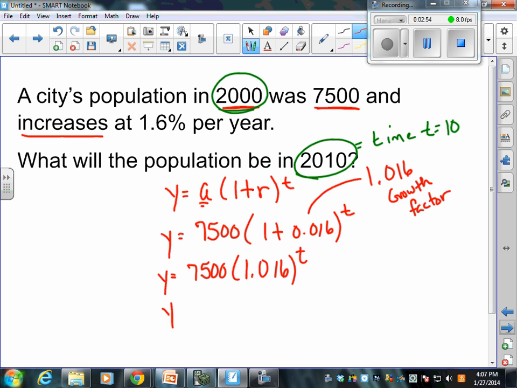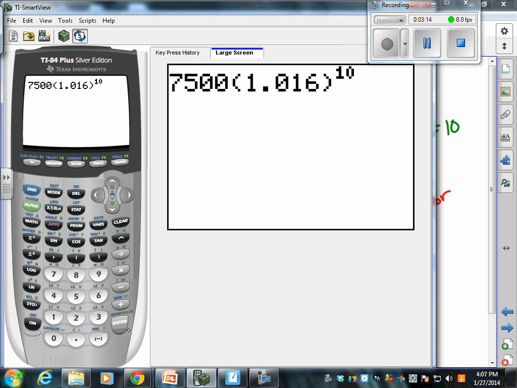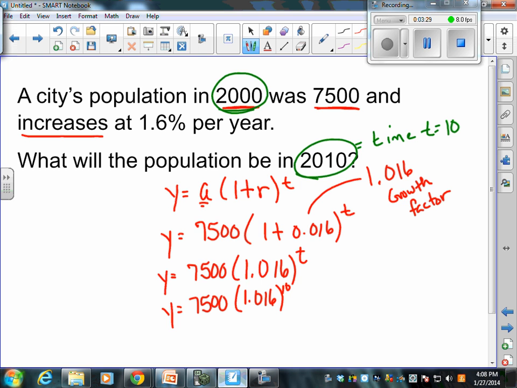So then I'm going to grab a calculator and put that in. So I would take 7,500 times 1.016 to the 10th, and I get 8,790.19. Since these are people, we're going to want to round to the nearest whole number. So our population would be 8,790 in 2010. So let's move on to another problem.